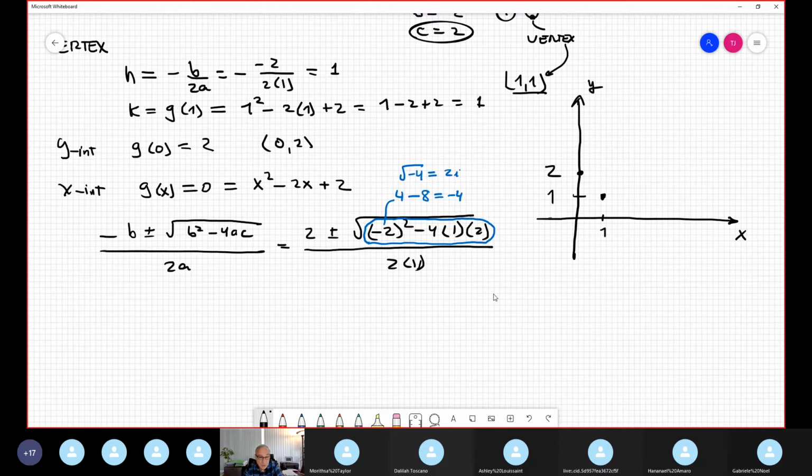Now after that, using the axis of symmetry, by the way, it is the line x equals h, and h is 1, remember. So we have here a symmetry.